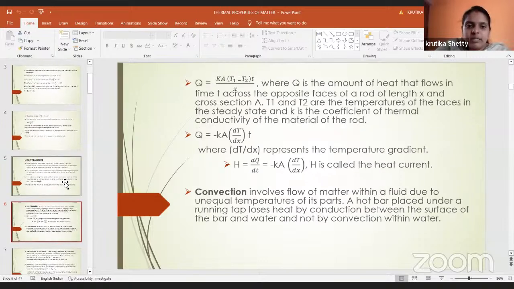Here we have one relation, you can see this, that is Q. The amount of heat is equal to area, temperature difference and time. It is inversely proportional to the length. Here K is a constant. So what is this K? K is called the coefficient of thermal conductivity, right? You can see this dT by dx, this is called the temperature gradient.